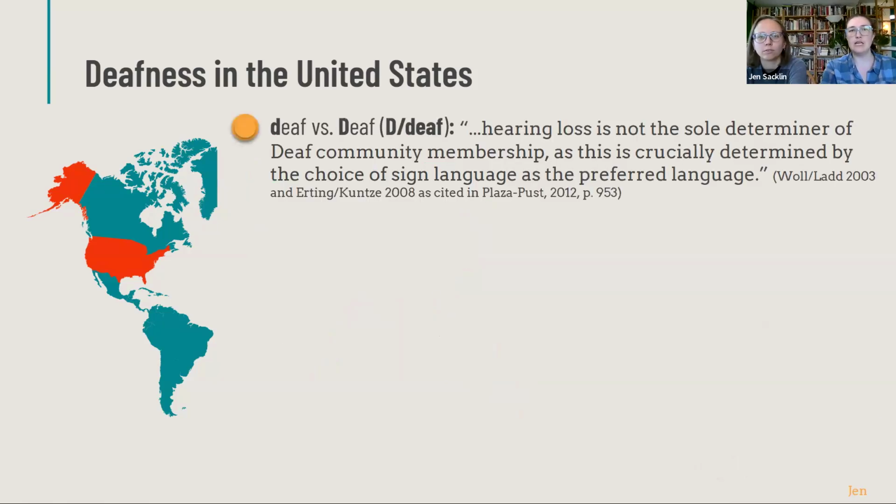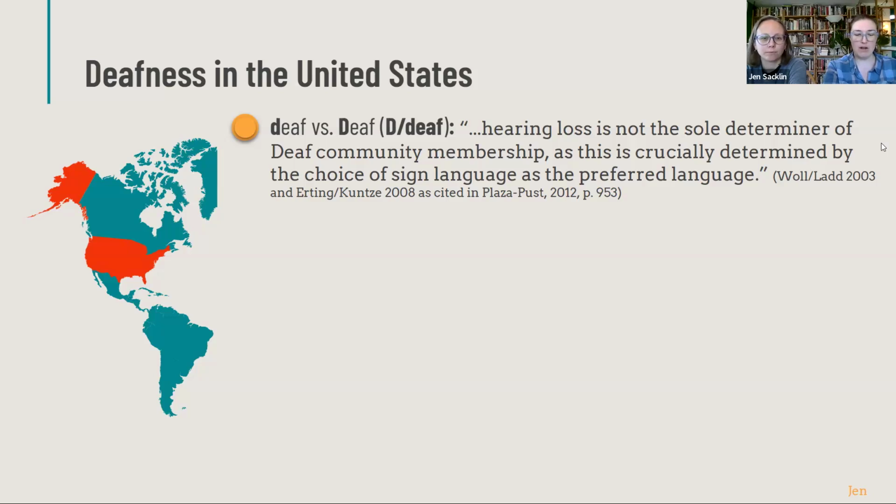First, there is a distinction between lowercase d deaf and capital D deaf. Lowercase d deaf has much more of a medical focus and only means loss of hearing. However, capital D deaf is much broader, and that's what this quote refers to. Hearing loss is not the sole determiner of capital D deaf community membership, as this is crucially determined by the choice of sign language as the preferred language. So capital D deaf is much more about culture. Capital D deaf is an identity, and some even say that it's an ethnicity.